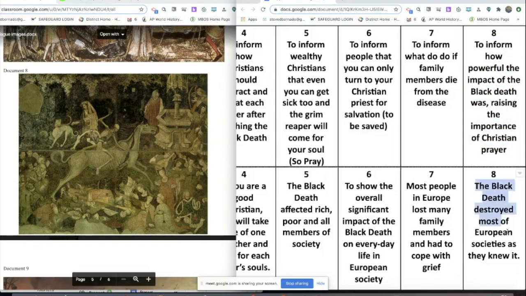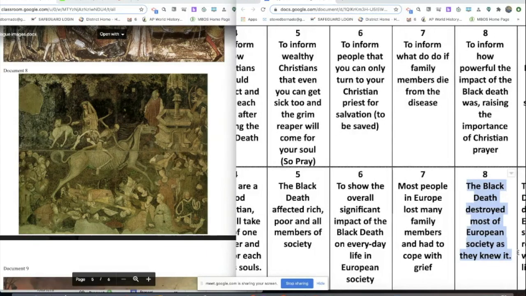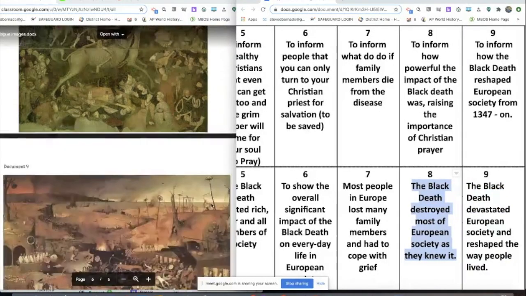Well, what's the message here? Well, the message is the Black Death destroyed most of European society as they knew it. Okay? It was never the same after the Black Death swept through Western Europe. Okay? Highlighted in blue. That's the message here. Okay. We're going to move on to image 9 and finish this.